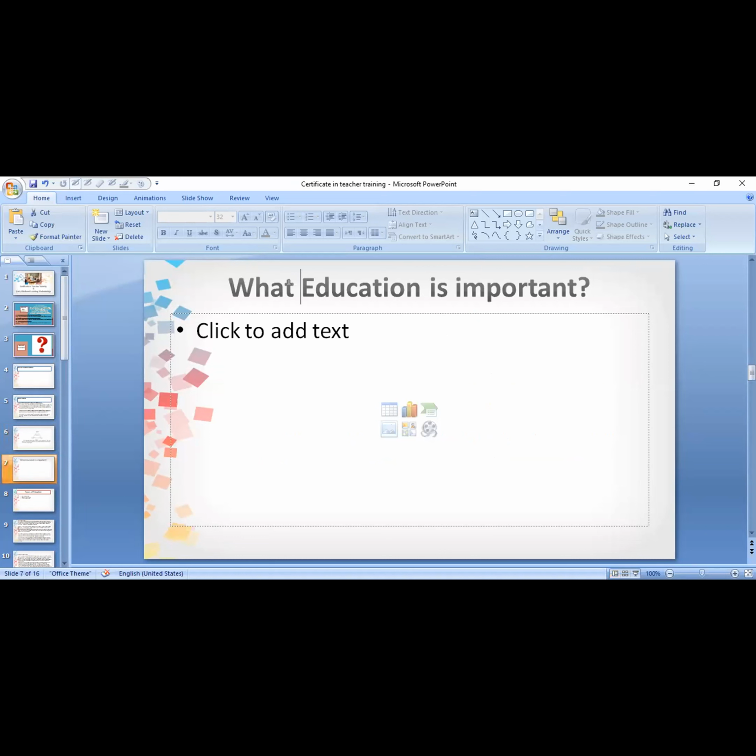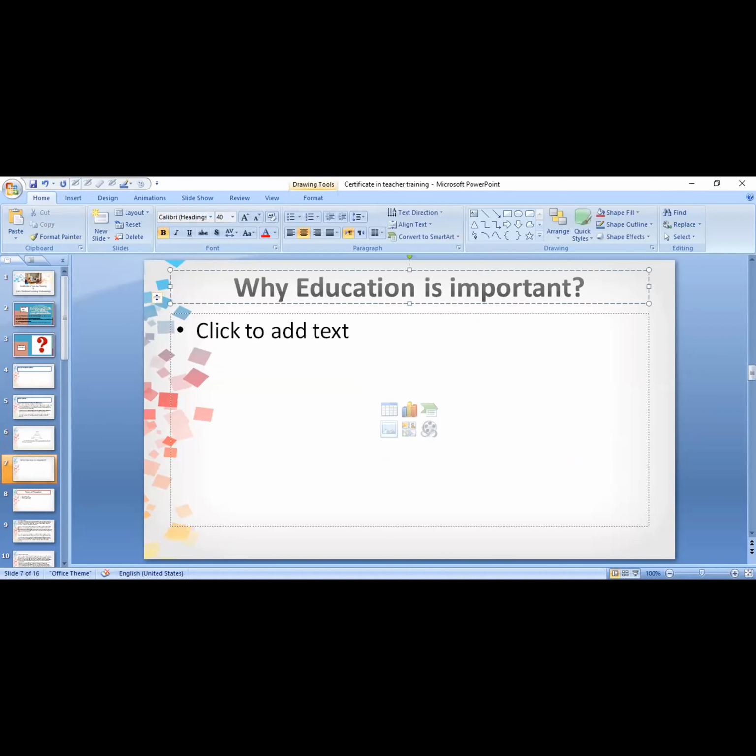Okay, now can you tell me why education is considered to be important? Can you give me a few reasons why education is considered important to a child, and why the society considers education to be important? What is the reason?